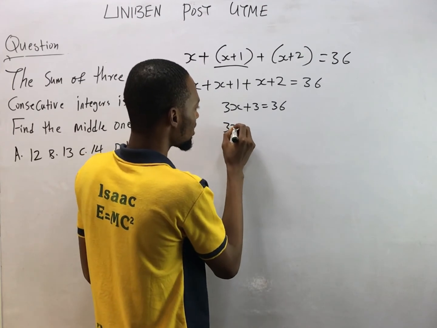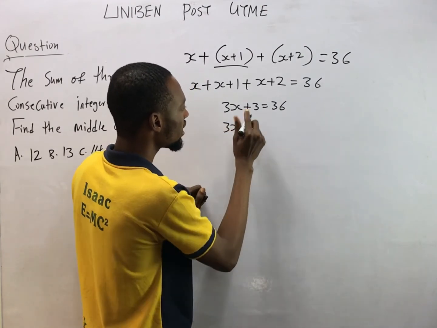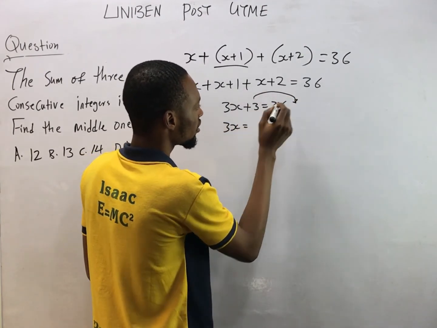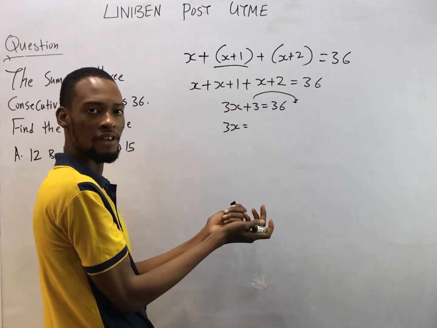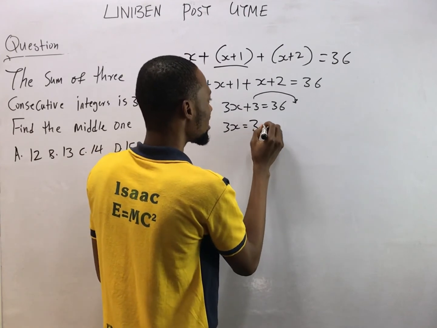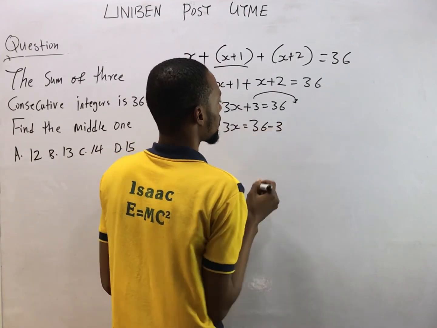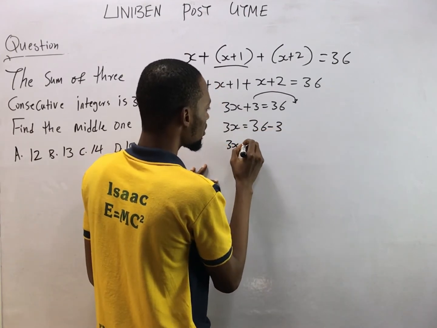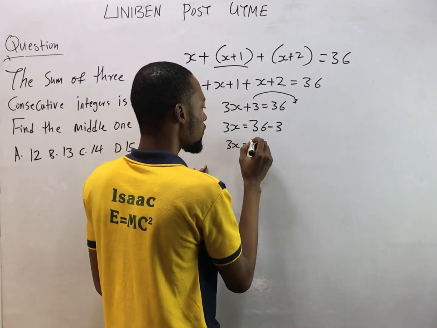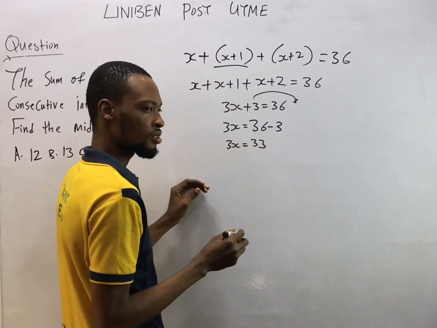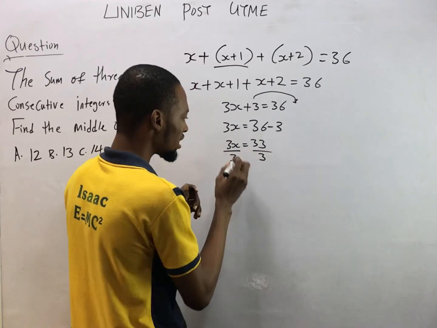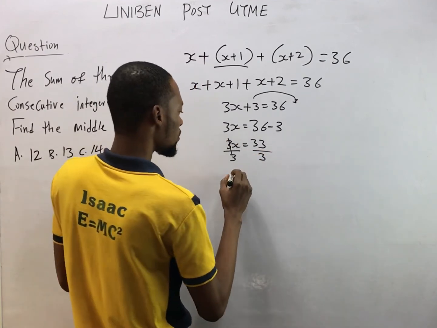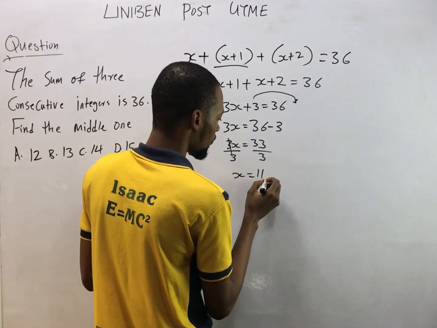So 3S is equal to, let's take this to this side. It's already plus 3. As it crosses, it becomes minus 3. So this will give you 36 minus 3. 3S is equal to 36 minus 3, which is 33. So let's solve for S by dividing both sides by 3 so that this 3 will be out of here. So S will be equal to 11.